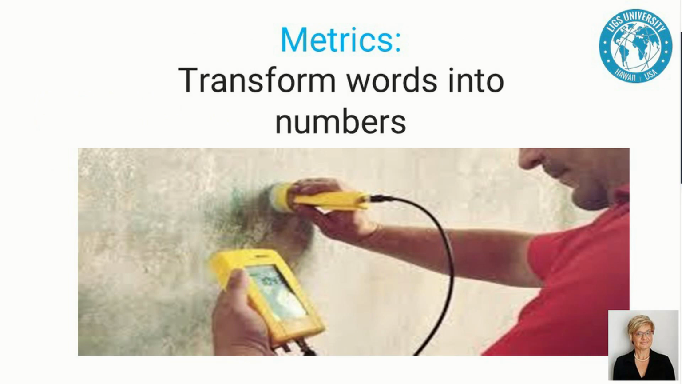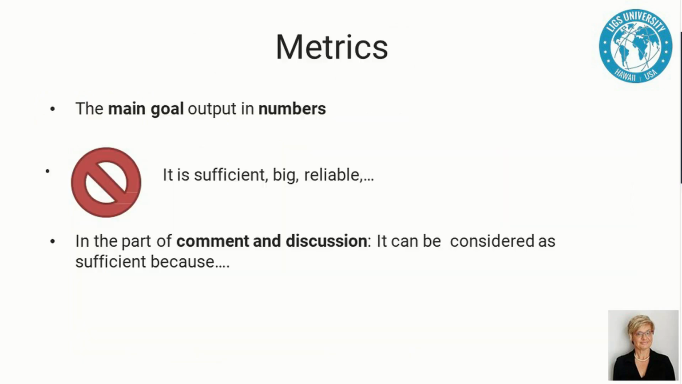Another thing, we need to have some kind of metrics. We aren't happy just with words, because words are very easy. We don't like words like it's good, it's sufficient, it's reliable. No, because reliable, what does it mean? For you it's reliable, or for your boss? What does it mean? Is it good, bad? That's why in the seminar papers, we need numbers and some kind of metrics.